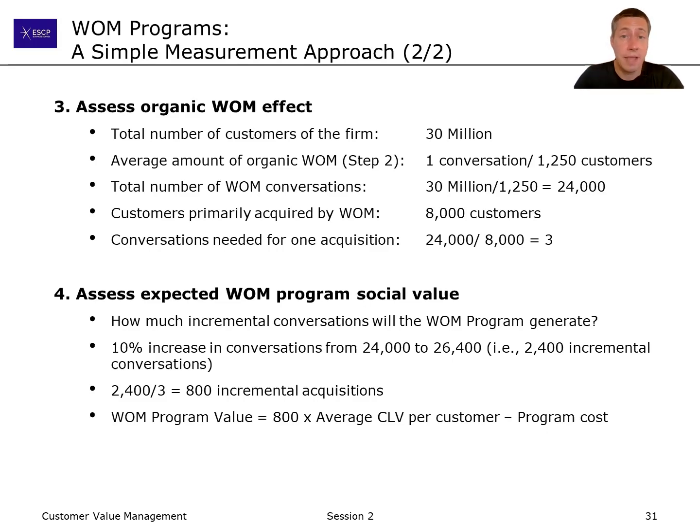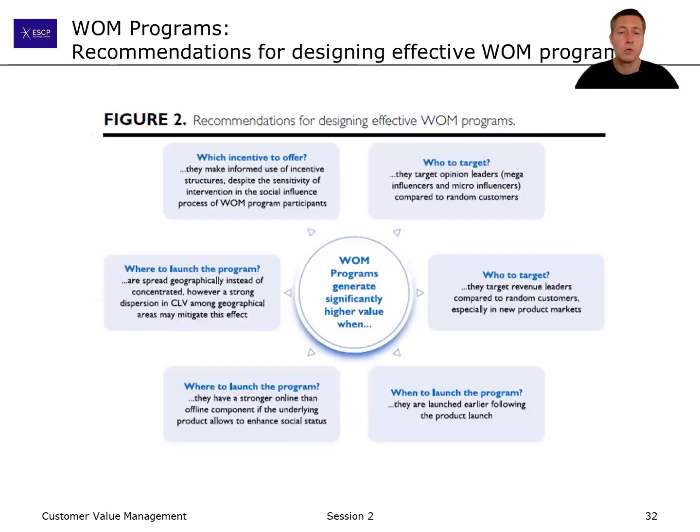Now, if you use the more complicated approach of agent-based modeling, you can actually develop a series of recommendations about how word of mouth programs should be designed. Questions that you can answer are, should you target opinion leaders? So people who have a lot of connections, those people who have 20, 30, 50,000 followers on Instagram, or random customers? Should you target people who already consume the product a lot and who therefore generate high revenue? We call them revenue leaders, or random customers.